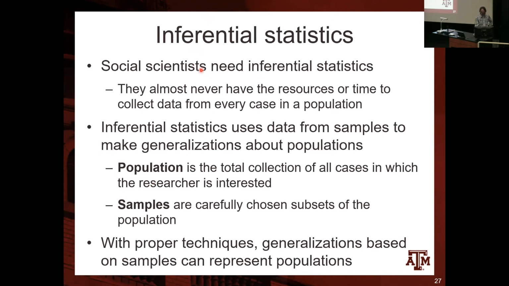So social scientists need inferential statistics. They almost never have the resources or time to collect data for every case in the population. Expensive, takes too long. I'm doing research now with a professor from the A&M School of Law, another professor from the Bush School, and another professor from the Statistics Department. And we are trying to understand how the pandemic is affecting the restaurant industry.